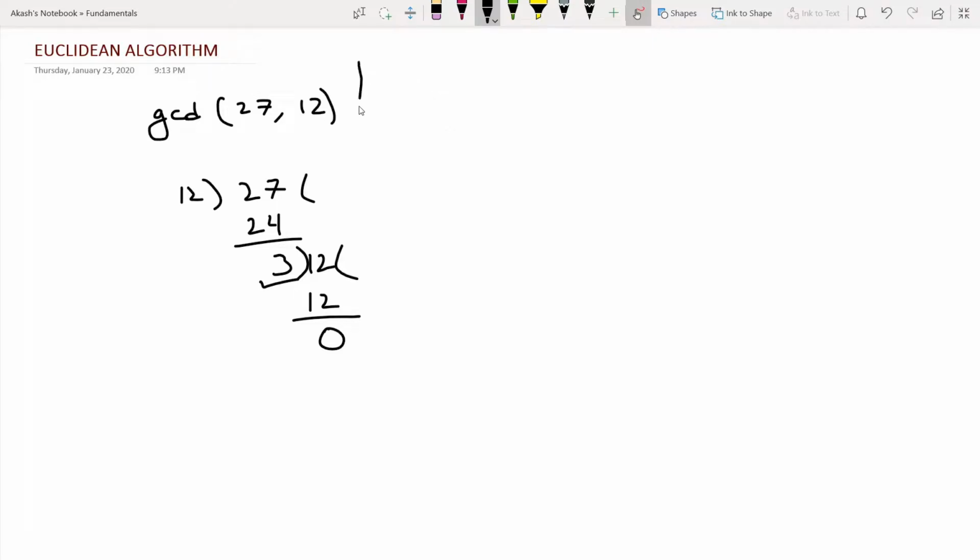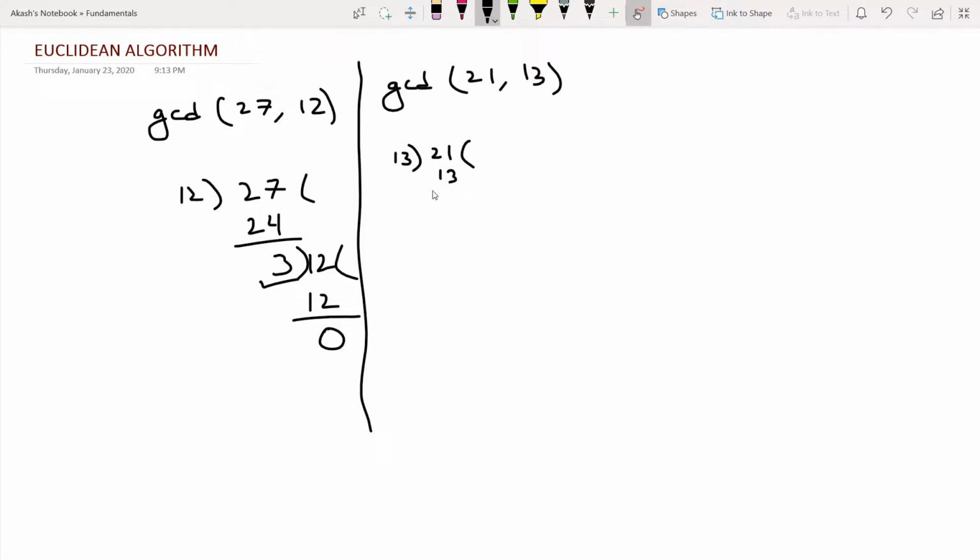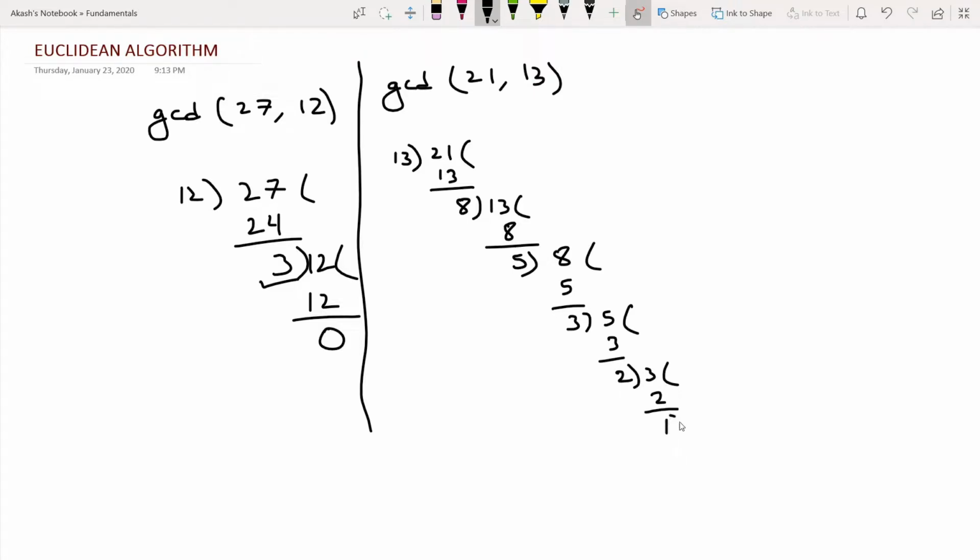Let's take some bigger example. So suppose we have to compute the GCD of 21 and 13. Same, smaller as divisor, larger as dividend, we ignore the quotient. So it is 13, 8; 13, 8, 5; 8, 5, 3; 5, 3, 2; 3, 2, 1; 2, 1, 0. So the remainder becomes 0, so the previous remainder is our answer. So our answer is 1 in this case.